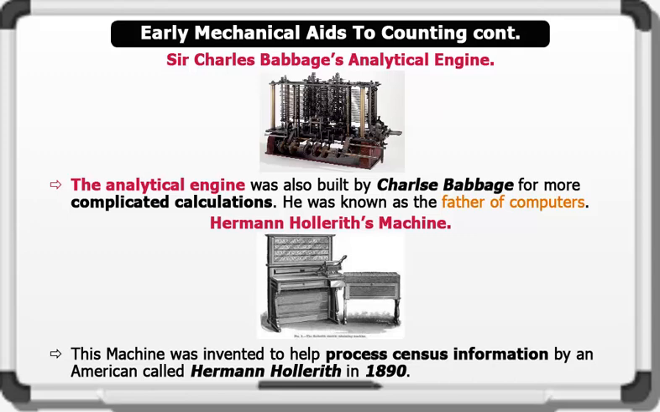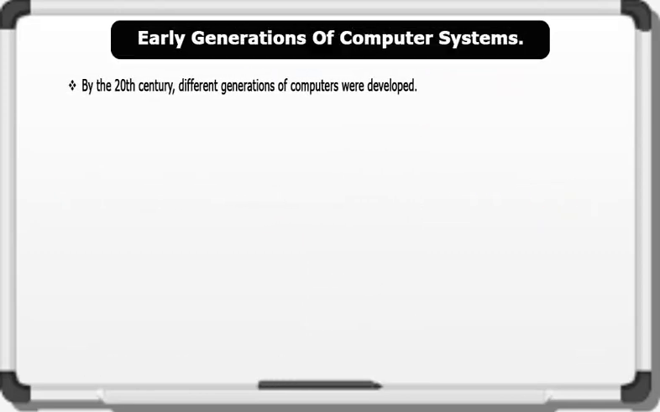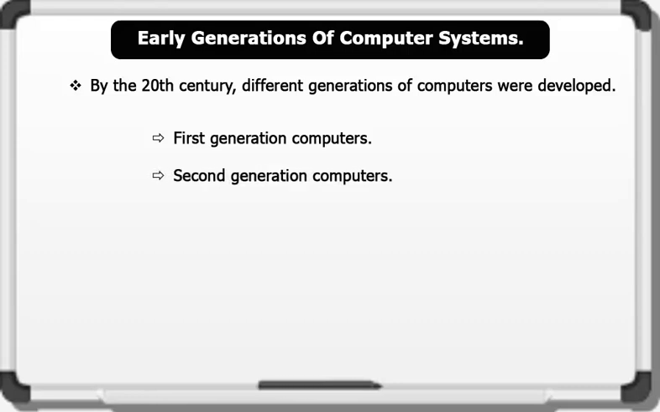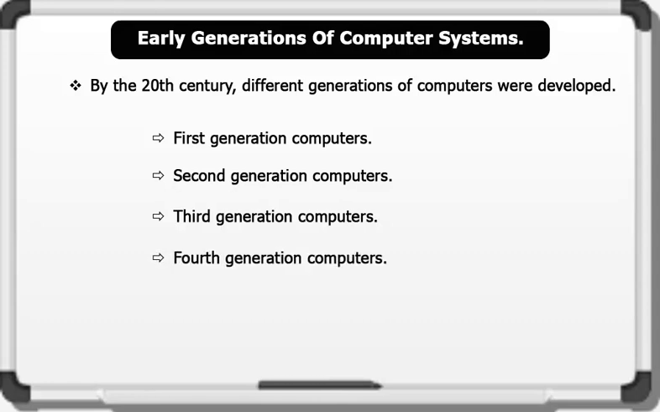That's wonderful. Now, let's see the early generations of computer systems. By the 20th century, different generations of computers were developed. Each invention gave rise to a new generation. These generations include first-generation computers, second-generation computers, third-generation computers, and fourth-generation computers.